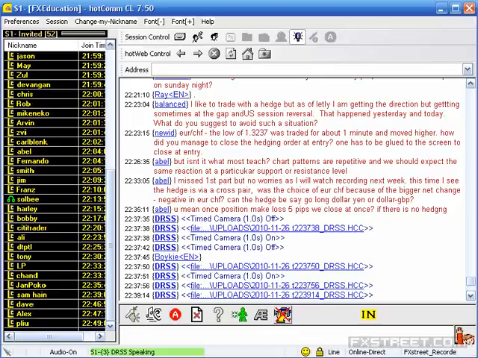I like to trade with a hedge, but as of lately, I am getting the direction, but sometimes getting caught at the gap and the US session reversal. Yeah, obviously when you are using the hedging, you have to use the 30 minutes rule to come out of the hedging and keep a fresh hedging order and start moving the hedging order.